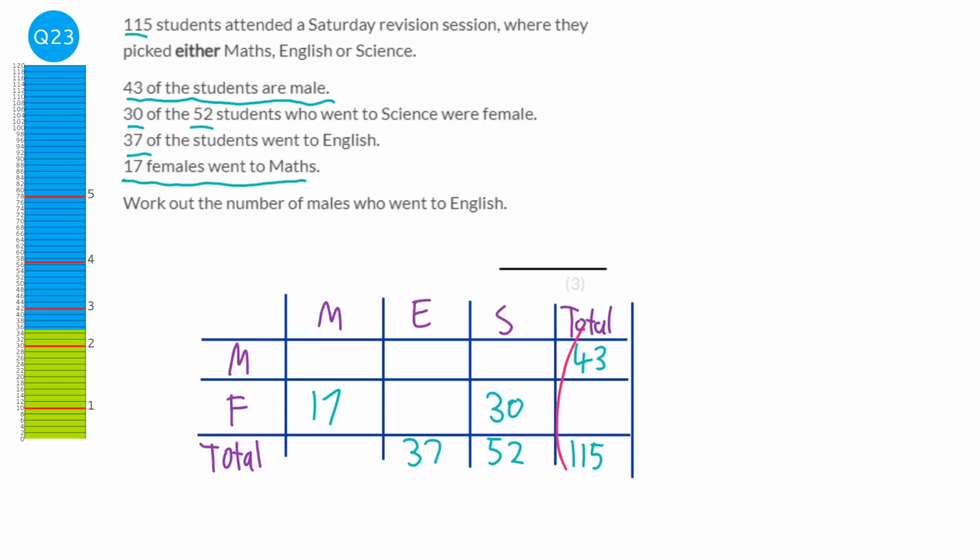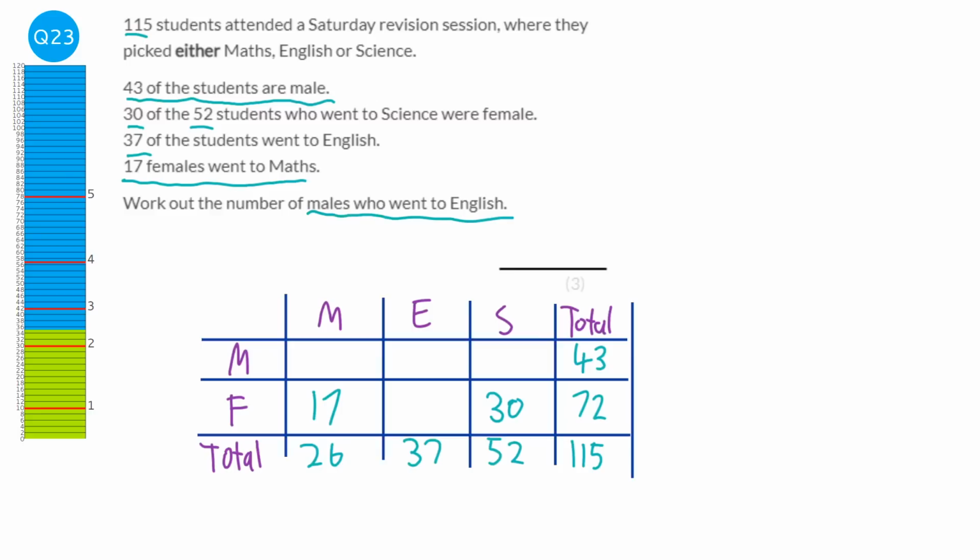So we start filling these in. So looking at these two, if there are 115 students altogether and 43 were male, that means 72 will be female. Looking along the bottom here, the total of English was 37, the total of science was 52, and the total altogether 115. And notice I'm not necessarily reading the question here, I'm just filling out the two-way table, but we'll read the question at this point. So it says work out the number of males who went to English.